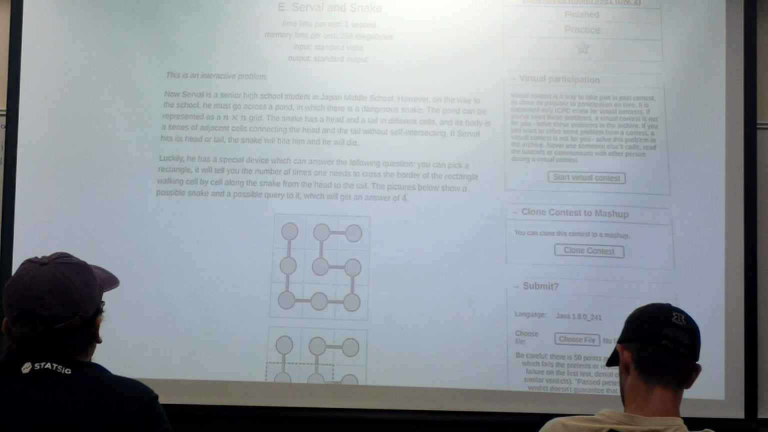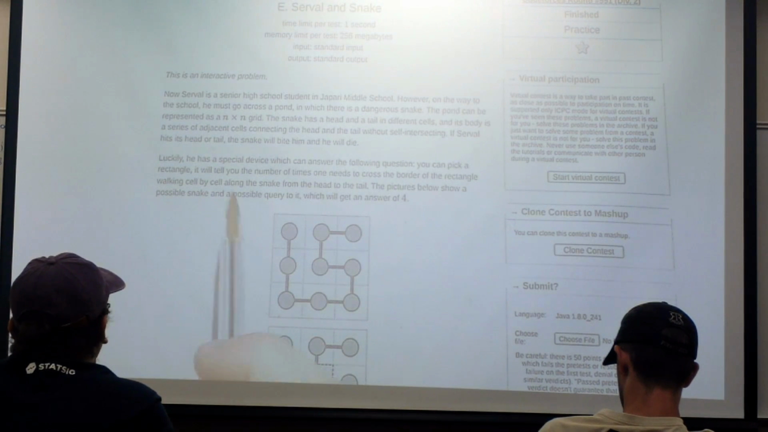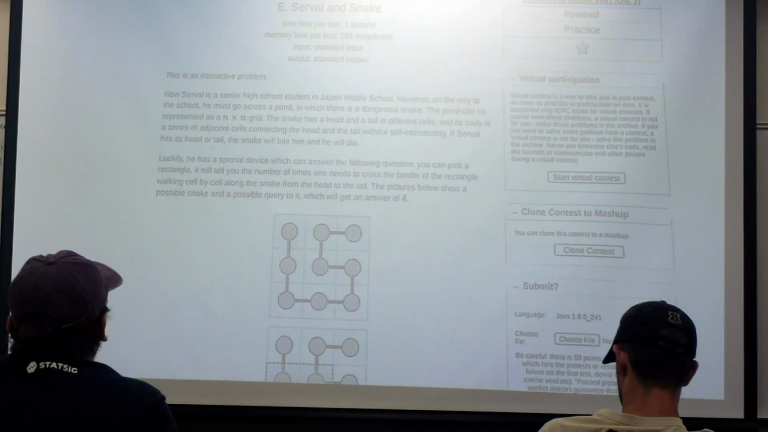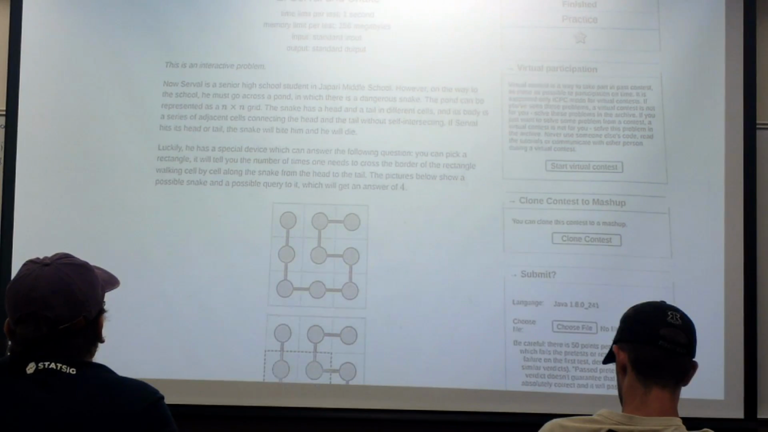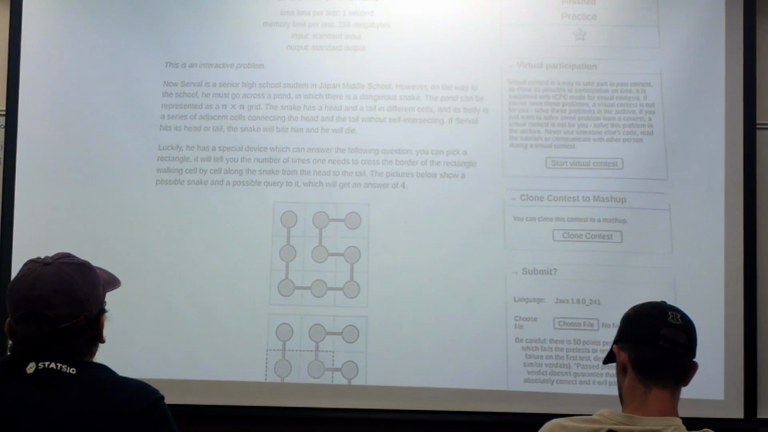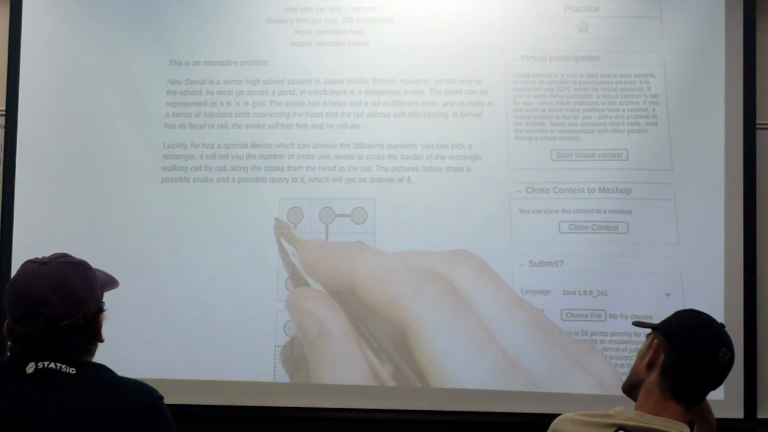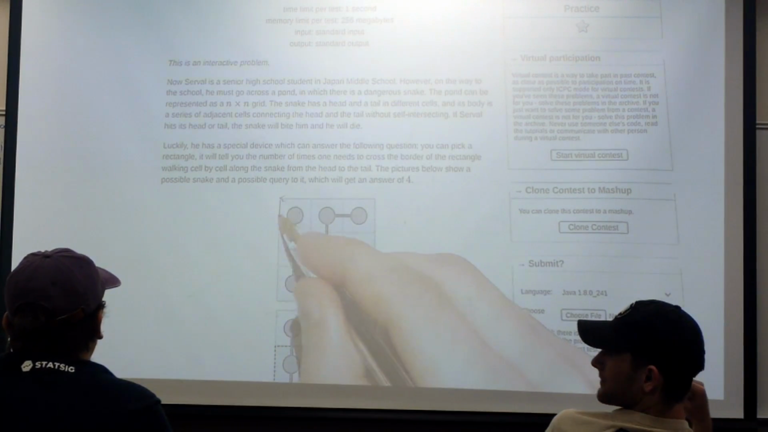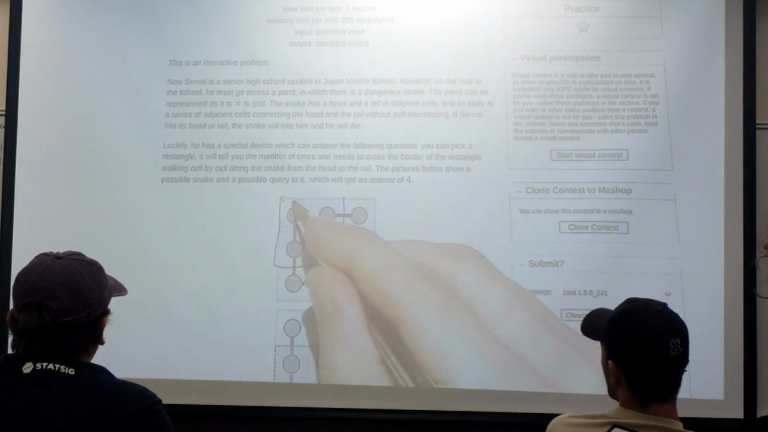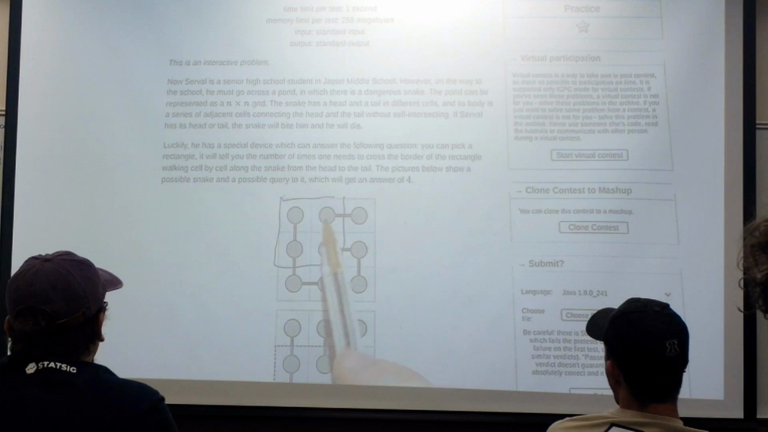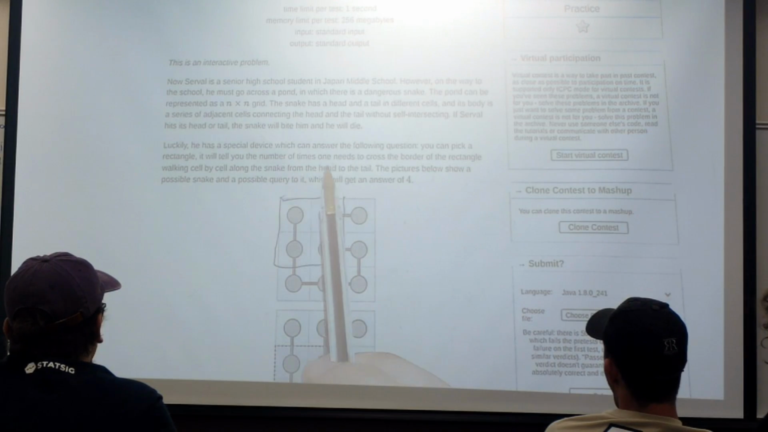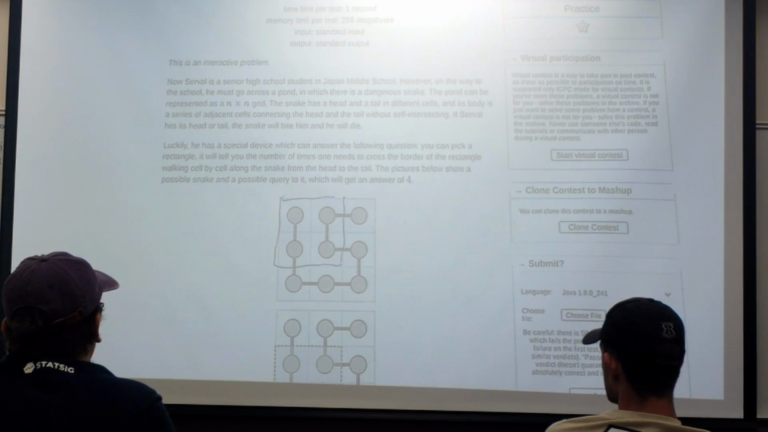But thankfully, he can ask the following question. The snake occupies the grid, and the questions are not where is the head, but given a box, maybe some box like this, how many times does the snake intersect the bounding box? That's the question you can ask.